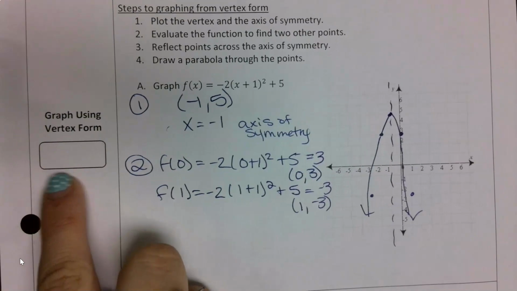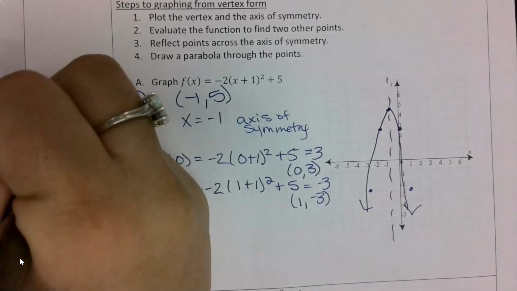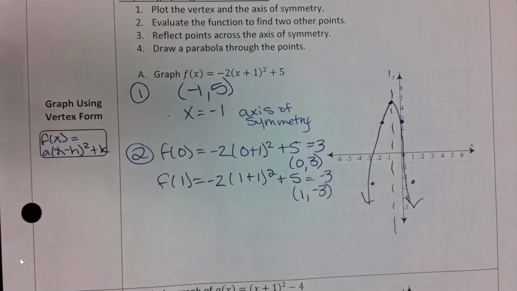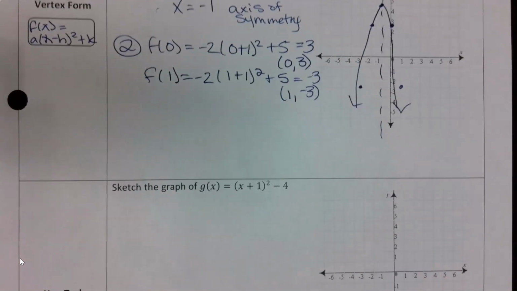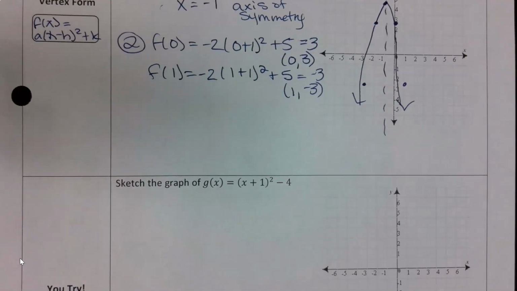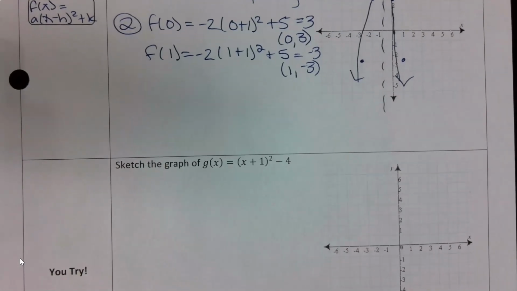And then in the square, I just want to write vertex form so I have it again. So this is f of x equals a times (x minus h) squared plus k. The next problem is a U-try. Your graph should be opening upwards. So you can go ahead and graph that. If it's opening upwards, you probably are doing it right.